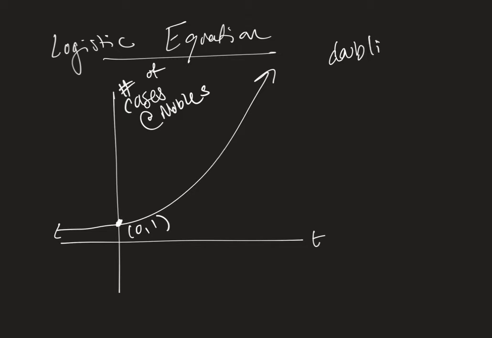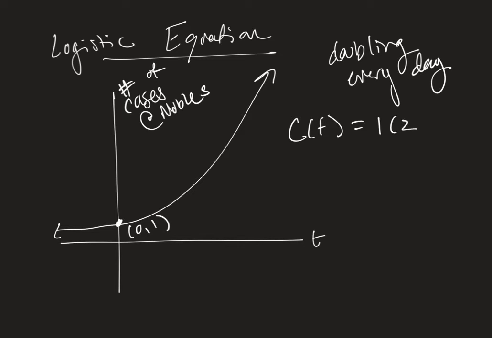So let's say it's actually doubling every day. So we're doubling our cases every day, right? So we start with 1, we're doubling every day. If we want to set up an equation for this, we can have cases as a function of time. We have one initial case, we're doubling every day, and we'll have t as time in days.